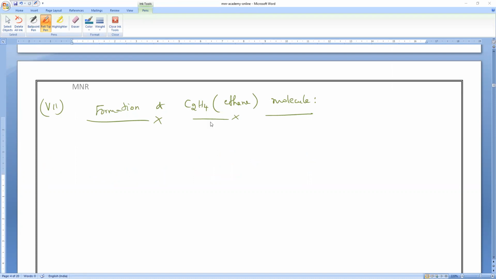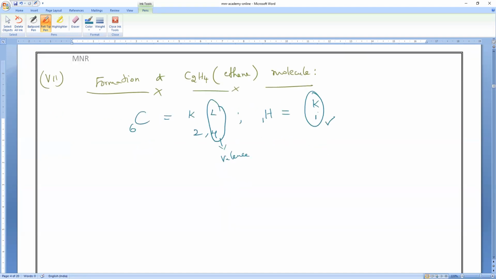What is the formula of ethene? Everybody? C2H4. So first, carbon. What is the atomic number of carbon? 6. So 2, 4. To become stable in nature, how many electrons are needed in the valence shell? 4 more electrons. Next, hydrogen. We all know that hydrogen's atomic number is 1. So how many electrons does it have? Only 1 electron.